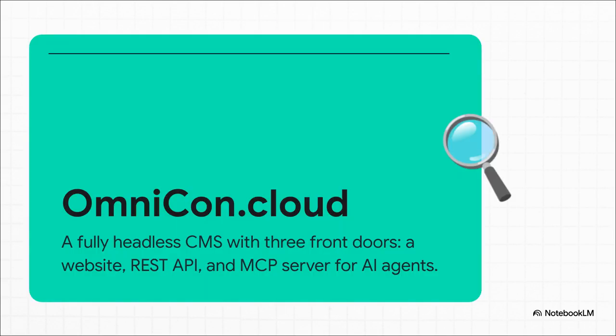So what is OmniCon.cloud? By definition, it's a fully headless CMS with what we can basically call the rule of three outputs. It literally has three front doors. First, you've got your traditional website. Second, a REST API, which is awesome because it instantly future-proofs your tech stack by letting you push data anywhere. And third, and this is the real game changer here, an MCP server built specifically for AI agents. This means your data doesn't just sit in a database waiting for a human to search for it. Instead, it's actively formatted and totally ready to be queried by artificial intelligence right out of the box.